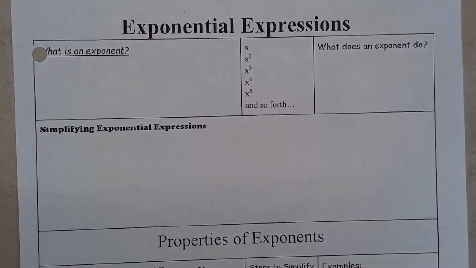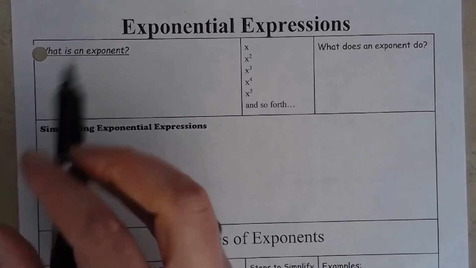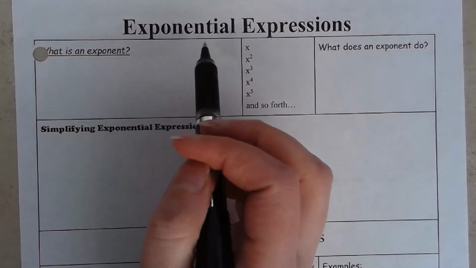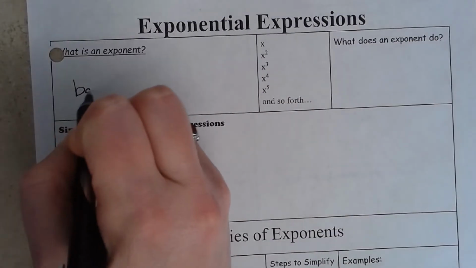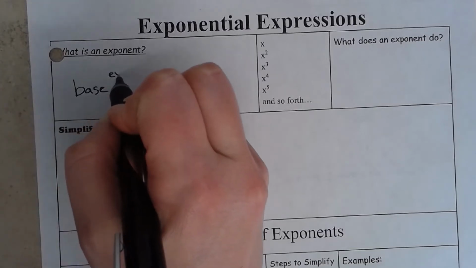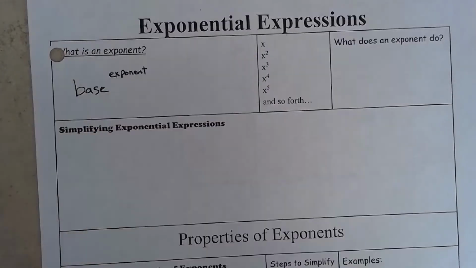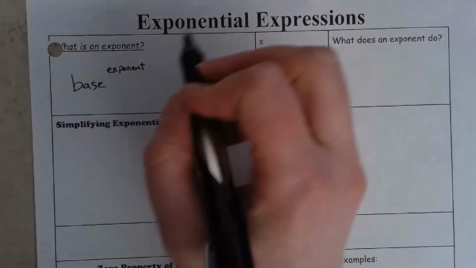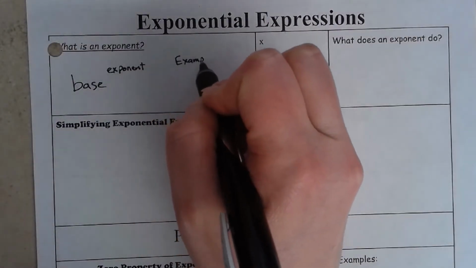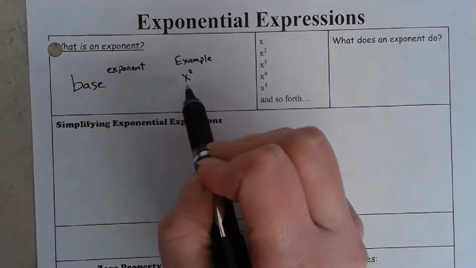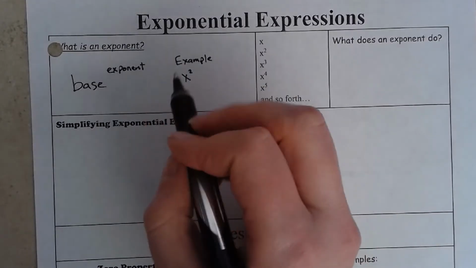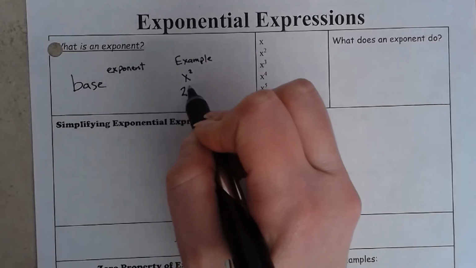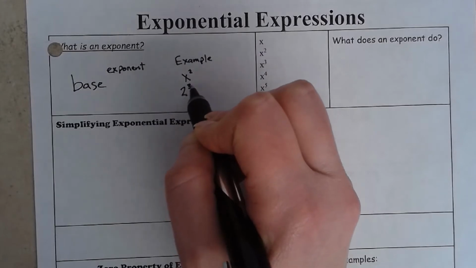So we're going to talk about exponential expressions. First thing is, what is an exponent or an exponential expression? That's where we have a base, normally, and then a little number that's our exponent. It doesn't have to be a number, but we're going to just deal with numbers. An example of this would be something like x squared, where x is my base and the little 2 is my exponent. It could be something like 2 cubed. Again, my base is 2 and that 2 is getting cubed, or is raised to the 3rd power.